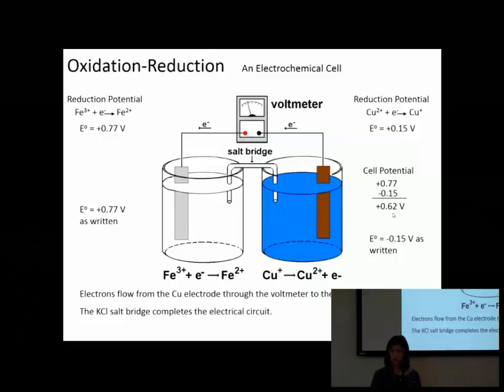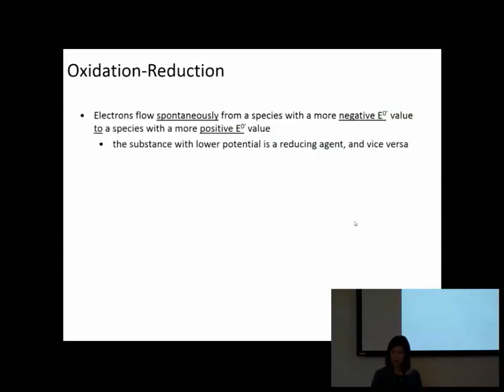Why do we care about that? Why do we care about these standard reduction potentials? Well, as you remember, spontaneity can be related to cell potential. Do you guys remember this? The F is Faraday's constant, n is the number of electrons. You guys remember this from Chem 2? If you don't, just take my word for it. Delta G equals negative n times F times the cell potential.